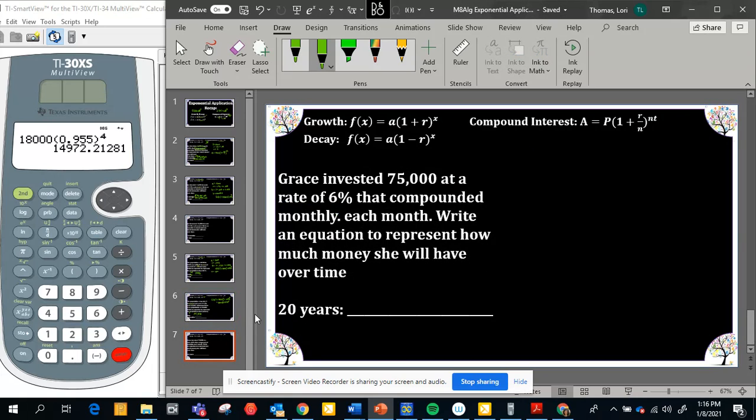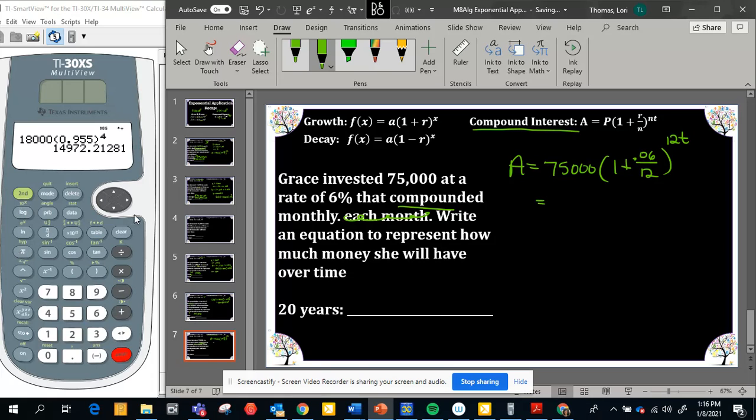Grace invested $75,000 at a rate of 6% that compounded monthly. We're going to write an equation to represent how much she has over time. So since it said compound, we're going to use this formula. So A equals our principal of 75,000 times 1 plus our rate of 0.06, and it was compounded monthly, which means 12 months in a year, raised to 12 times T. And remember, T is in years. So we're going to see how much she's going to have in 20 years.